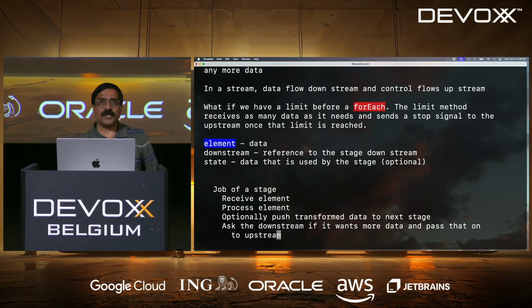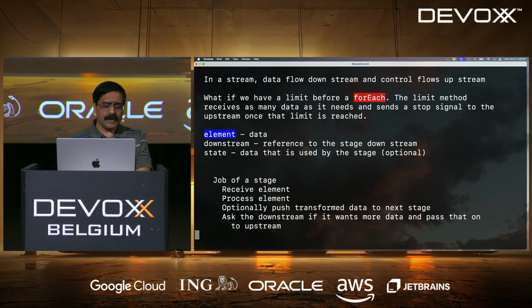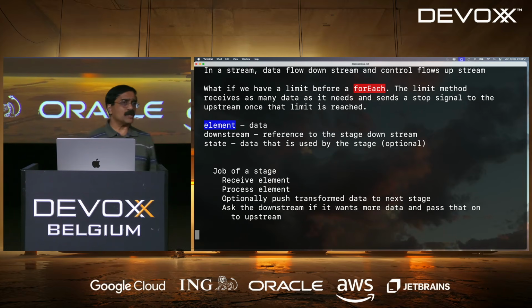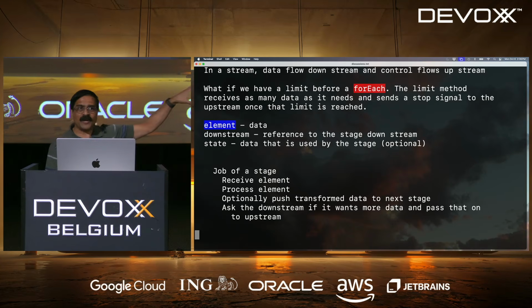So this is your job as well, to get this information from downstream and pass it to upstream. So this is the fundamental logic you have to implement, right? Now you know why I said you don't want to do this unless you really have a good reason, because that's something you've got to think about quite a bit to do.